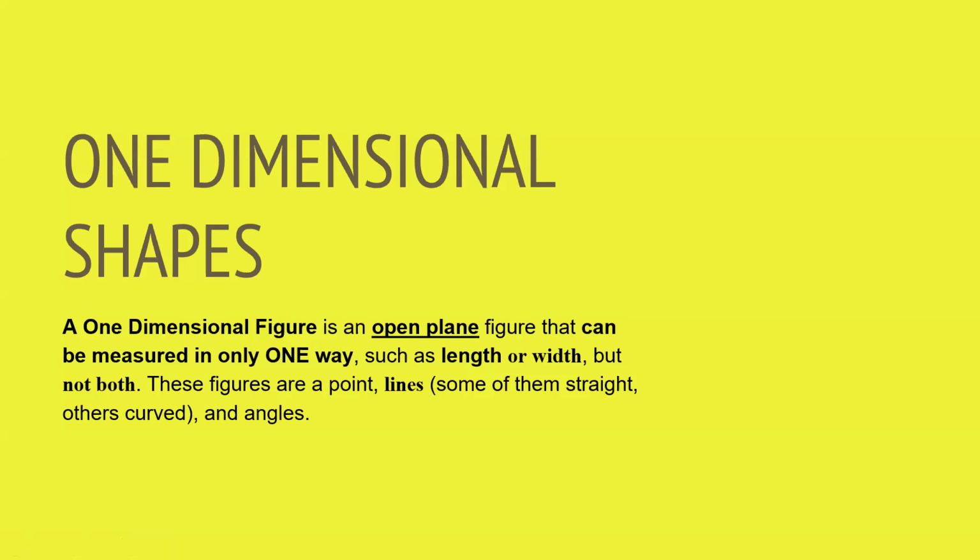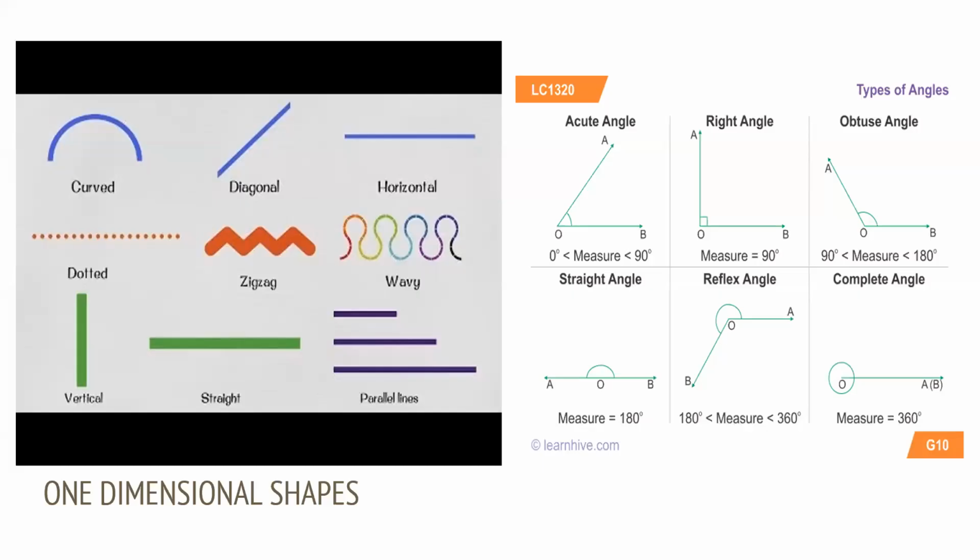These figures are a point and then lines. Some of them are straight and others are curved, and also angles. Angles, yeah, not angels. Angles or sudut. Here are the pictures of what I have mentioned previously. So the examples of one-dimensional shapes are lines and also angles.